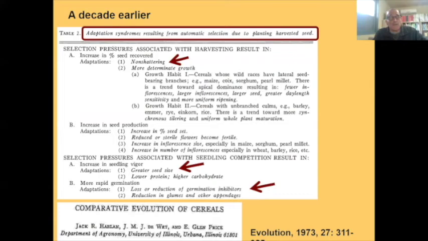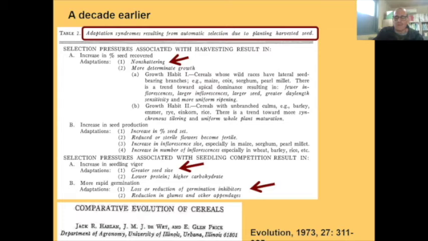It is of interest that about 10 years earlier, before Karl Hammer's paper, Jack Harlan, who was an American geneticist that was highly influential in this research area of plant domestication, mentioned the same traits like non-shattering, for example, larger seed size, reduction in seed dormancy, for example, and many other traits, but defined them as adaptation traits. Adaptation, meaning adaptation to the constructed environment, to the cultivated field, to the plowed field. And this is how it looks.